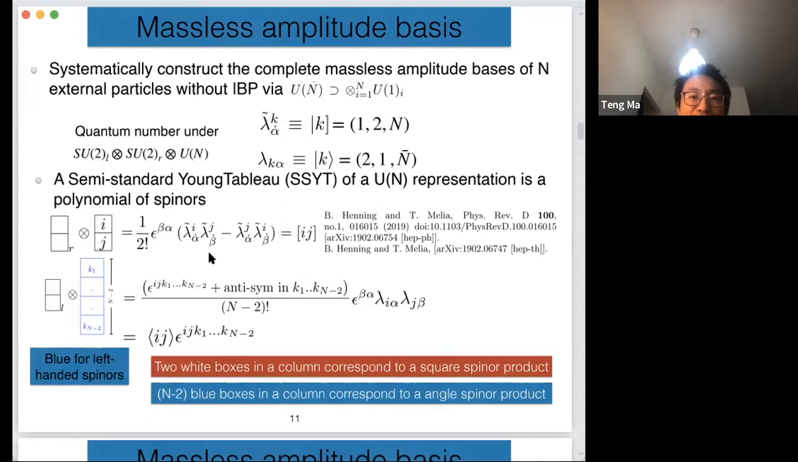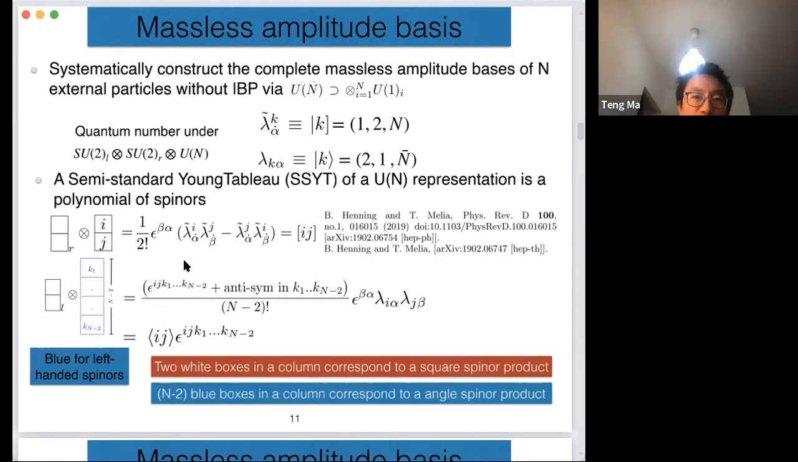Based on this embedding, a semi-standard Young tableau of a U(N) representation corresponds to a spinor polynomial. Here are the U(N) semi-standard Young tableaux. The Young tableau with subscript R and L is the Lorentz subgroup SU(2)_R and SU(2)_L Young diagram. The Young diagram filled with numbers is the U(N) semi-standard Young tableau. Since the permutation symmetry of the U(N) indices is correlated with the Lorentz subgroup indices, the U(N) Young tableau can fully determine the Lorentz index contraction.